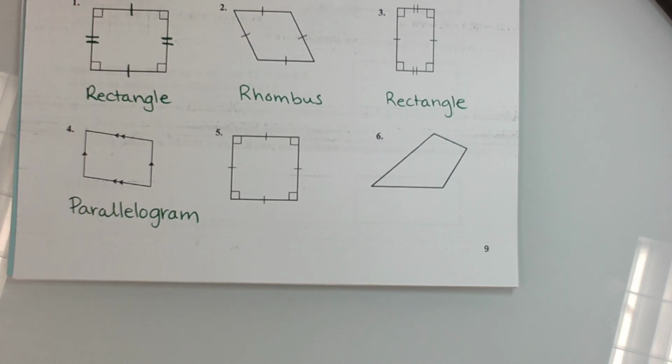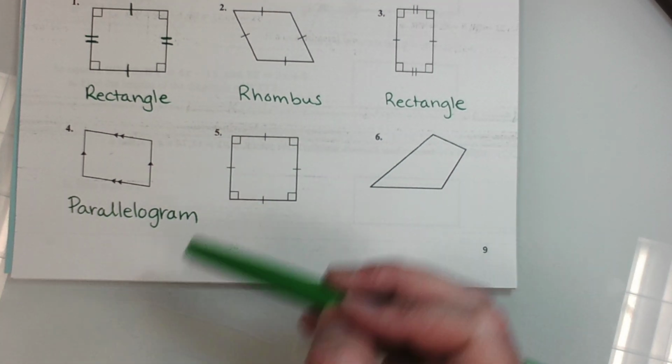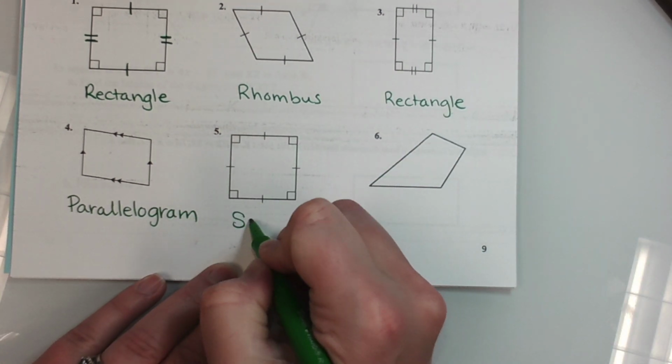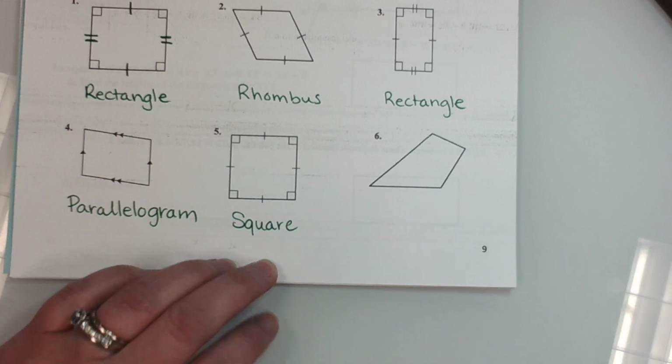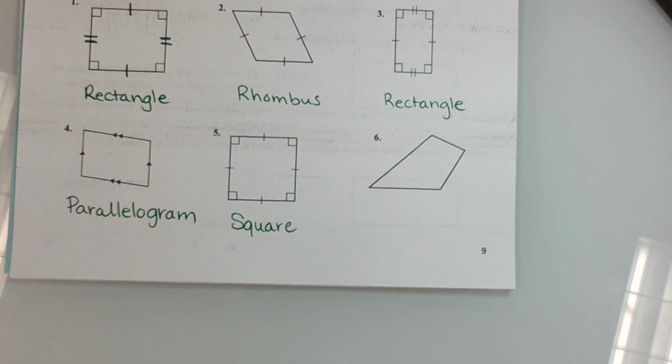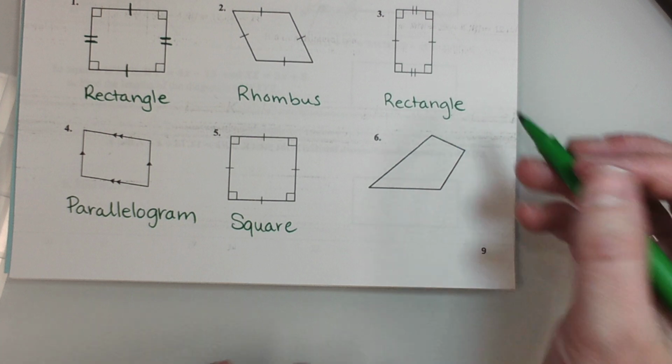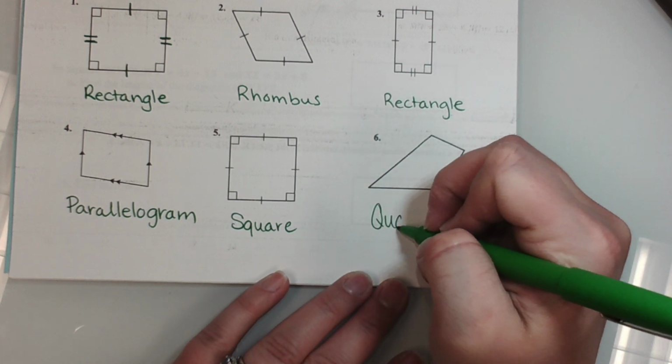Question 5. It is a square because it's got 4 congruent sides and 4 right angles. And the last one. I don't notice any congruent sides. I don't notice any right angles. I don't notice any parallels. Why? It's a quadrilateral.